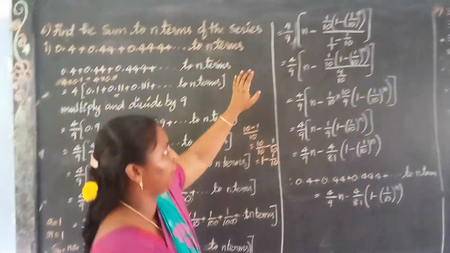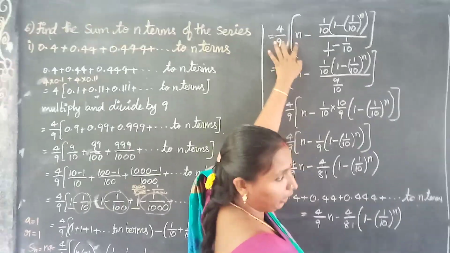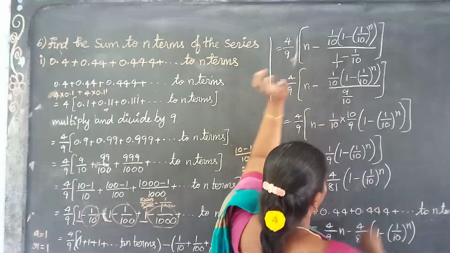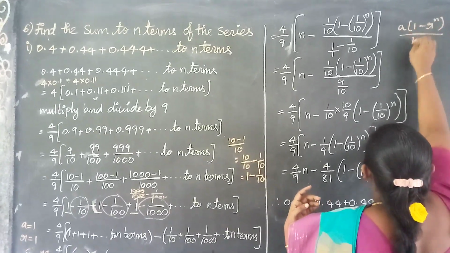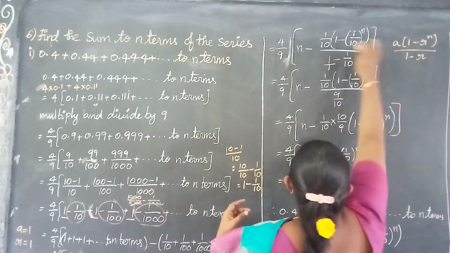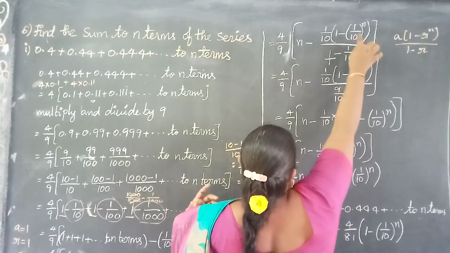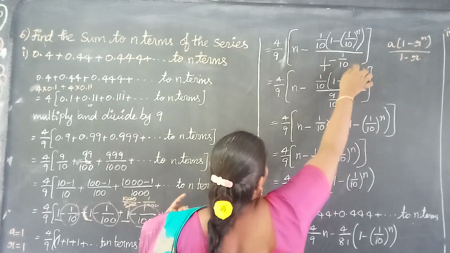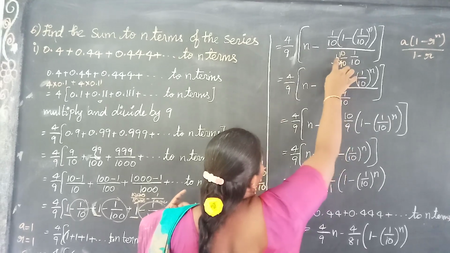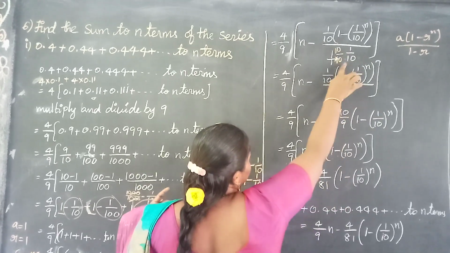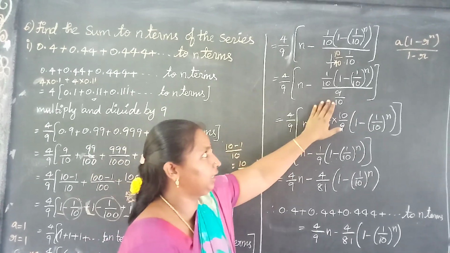That only I wrote here. So write 4 by 9 as it is. N into 1, I will get n, minus A into 1 minus R power n by 1 minus R, you know, formula. So A equal to 1 by 10, R is also 1 by 10. So 1 by 10 into 1 minus 1 by 10 whole power n by 1 minus 1 by 10. So here I am going to take LCM, multiply and divide with 10, you will get 10 minus 1 by 10. So 10 minus 1 by 10, now you get 9 by 10. I write directly here 9 by 10.